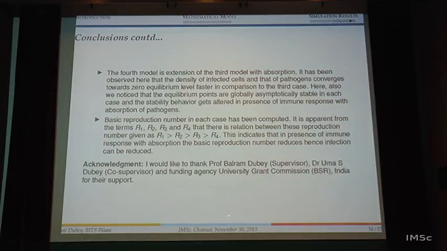We have computed the basic reproduction number in each case, and we compared the relation between these reproduction numbers. We found that for the first model it is higher, and for the last model, which comprises loss of pathogens and immune response both, it is the least. So we can say that this can reduce the infection if we consider the immune response and loss of pathogens.